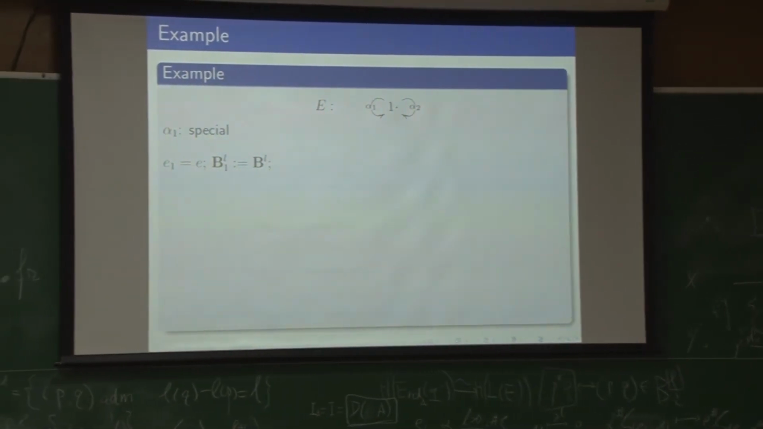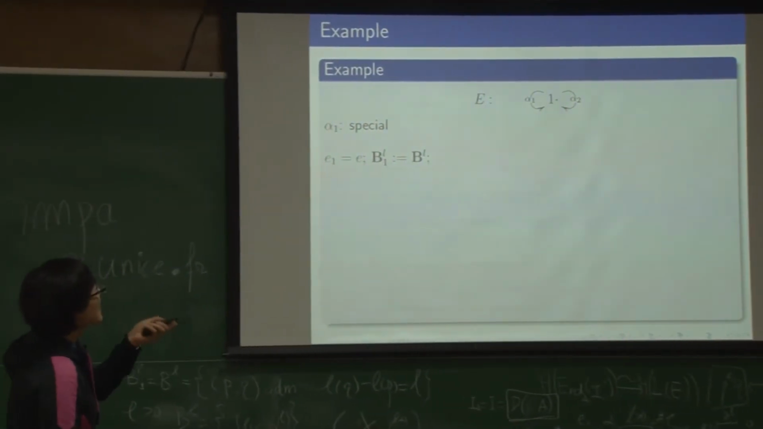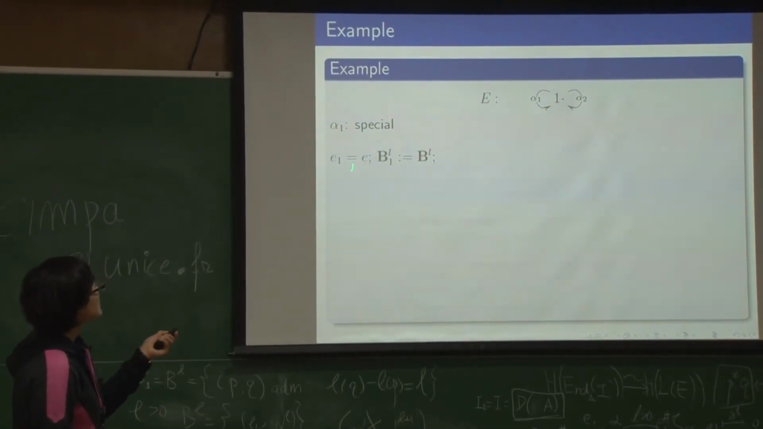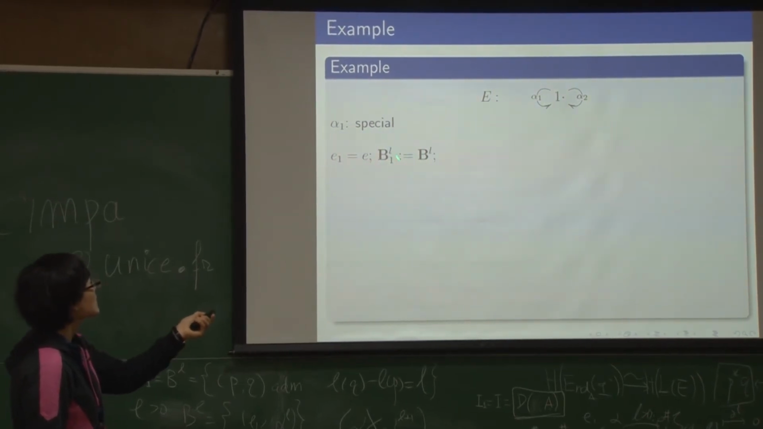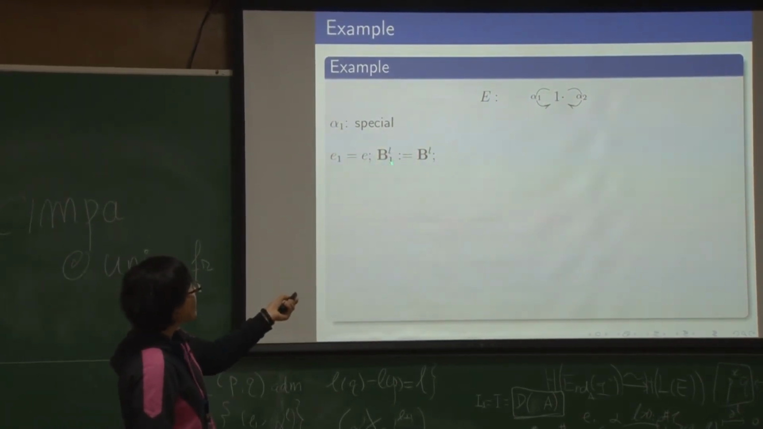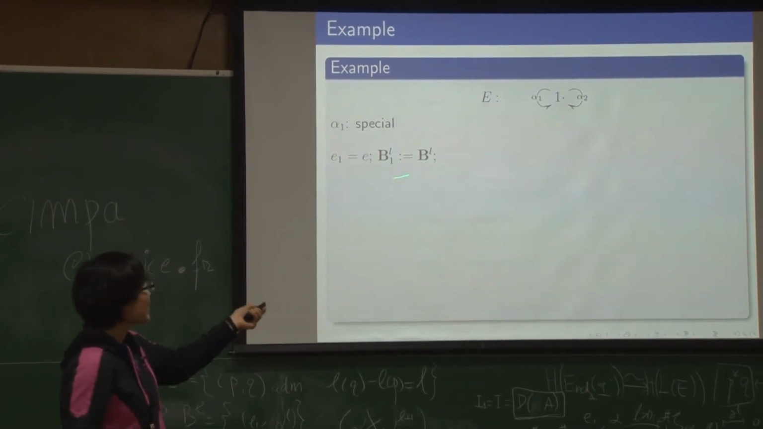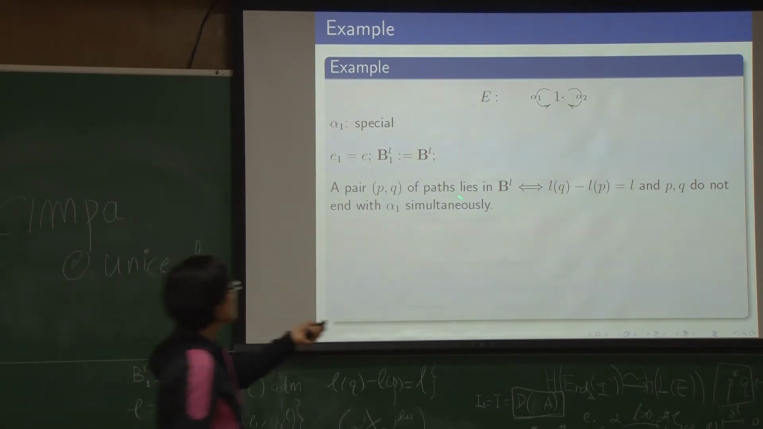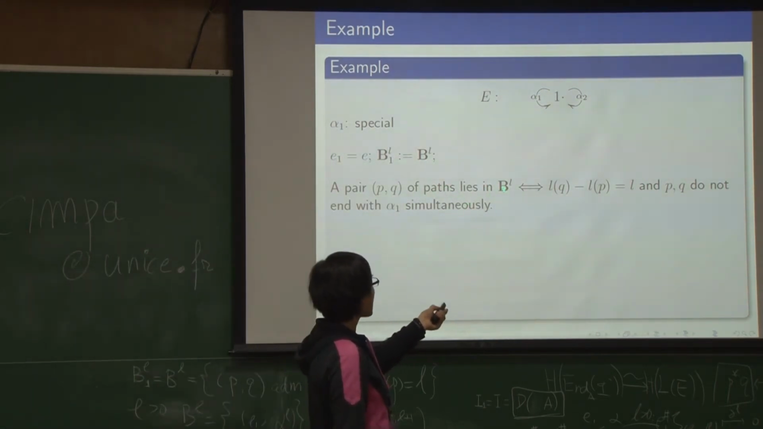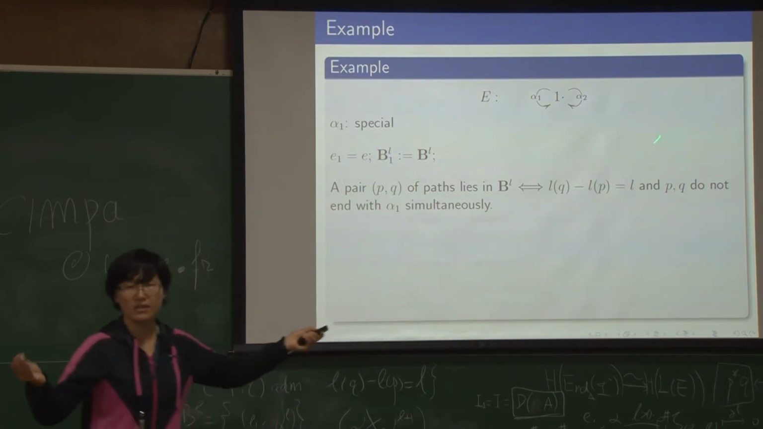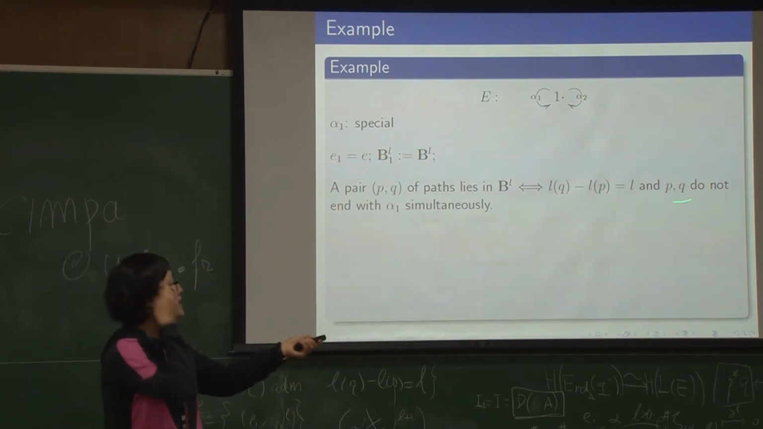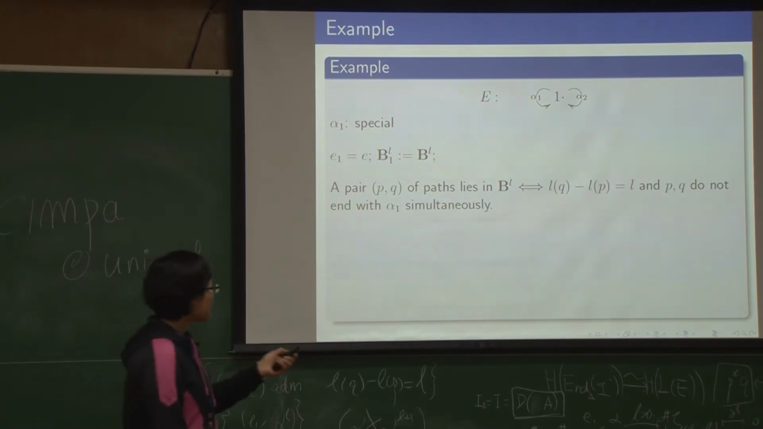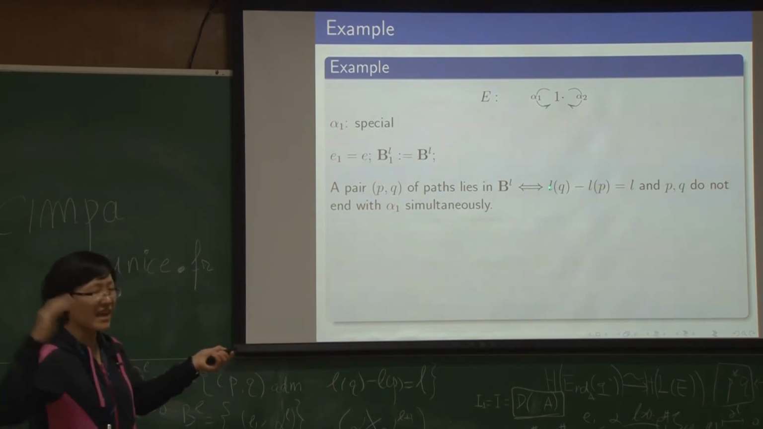Okay, here is another example. Here we choose alpha 1 is special. So we take U1 to be E and we need to describe the admissible pairs in this set. In fact, a pair PQ of paths is in this set if and only if the difference of their lengths is L, and they do not end with alpha 1 simultaneously. From this description, we know that BL is an infinite set.